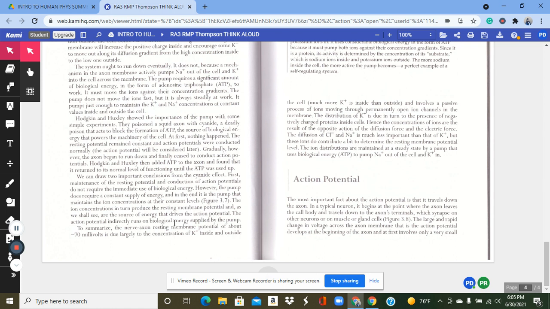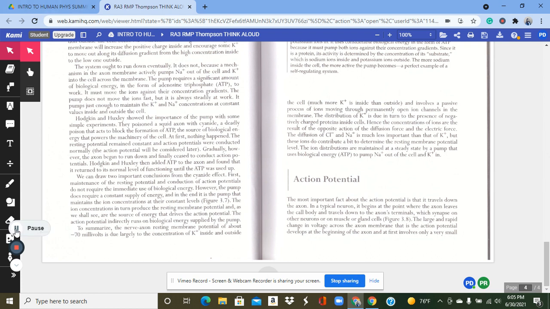The ion concentrations in turn produce the resting membrane potential and, as we shall see, are the source of energy that drives the action potential. The action potential indirectly runs on biological energy supplied by the pump.